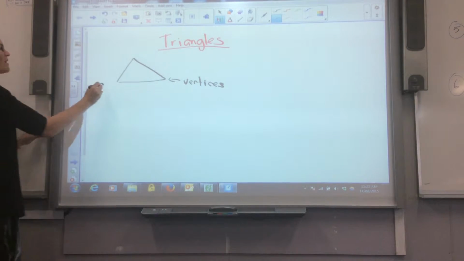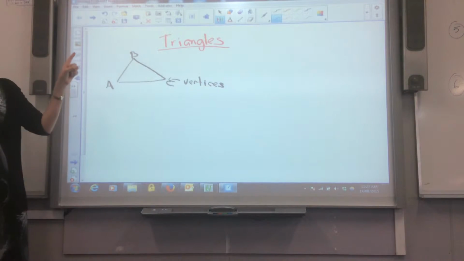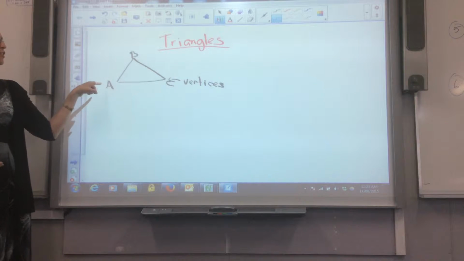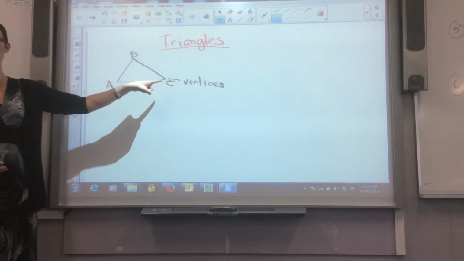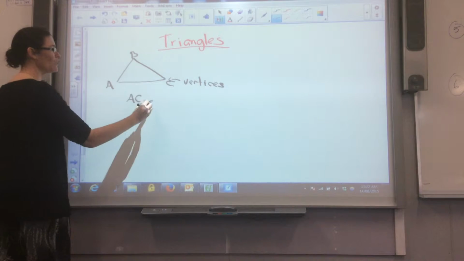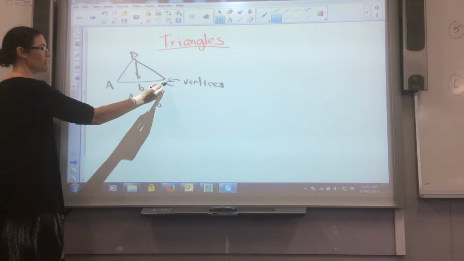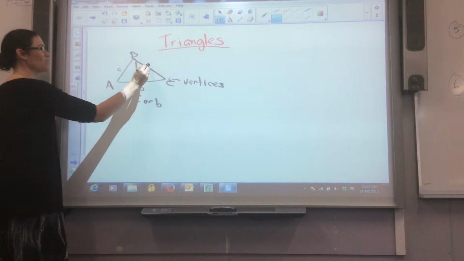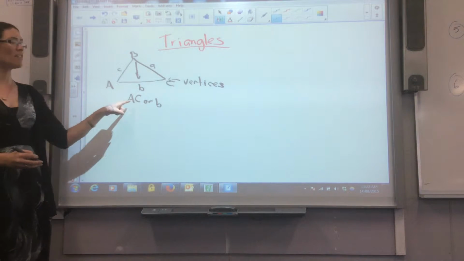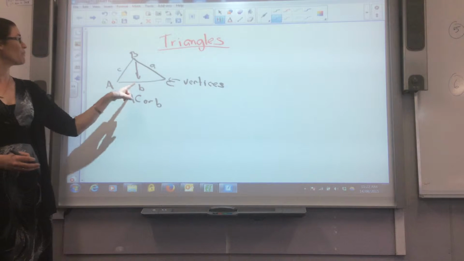Vertices are labelled with capital letters. The side opposite it is the lowercase. So this side here, I could call capital A to C, so it could be AC. Or I could call it lowercase b, because it's the side opposite B. So this will be lowercase c, and this will be lowercase a. So we can name a side by using either two capital letters or one lowercase letter from the one opposite.